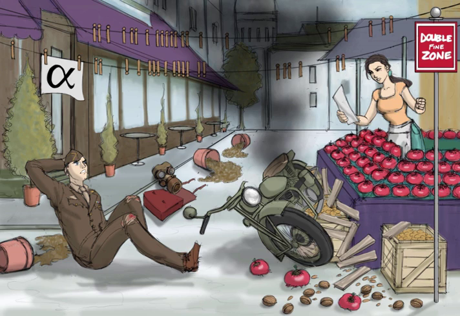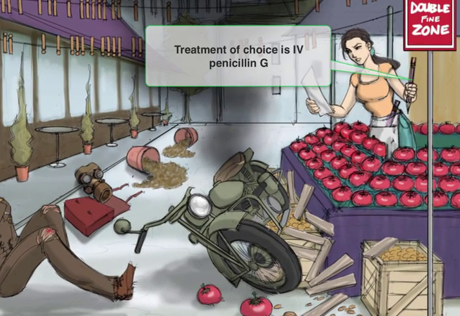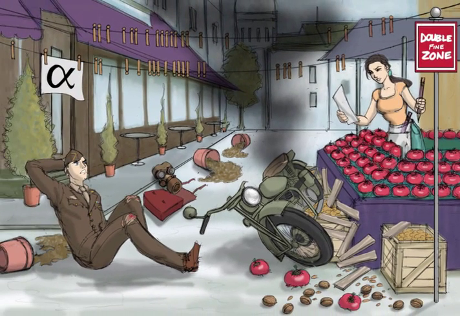Now let's get into treatment. First line for Clostridium perfringens is IV penicillin G. So to remember this, we'll draw our pencil for penicillin in this shopkeeper's hand over here. Alright, now we'll move on to the second disease process caused by perfringens, which is food poisoning. One important feature you'll need to remember about the diarrhea caused by this food poisoning is that it's late onset.